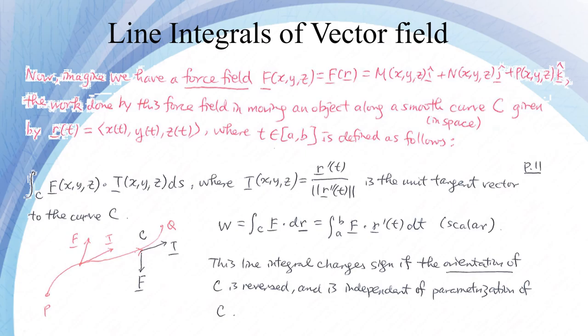Then the work done is the integration of F of x, y, z dot T of x, y, z ds, where T is the unit tangent vector of the curve C. So the expression of the work will be W equals the integration of F dot dr, and dr equals r prime of t dt. So we can get the expression of the work W equals this. That's the basic definition of the line integration of a vector field.